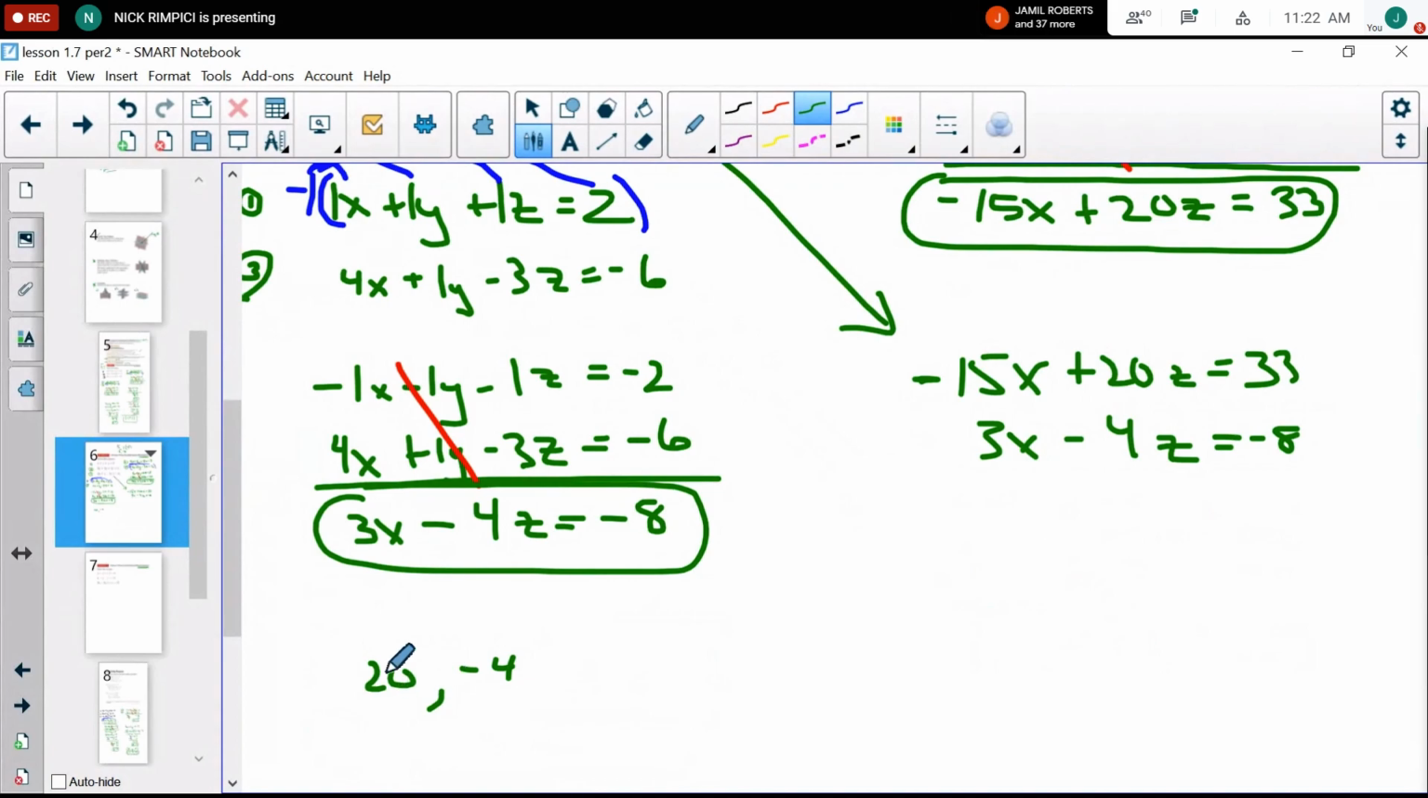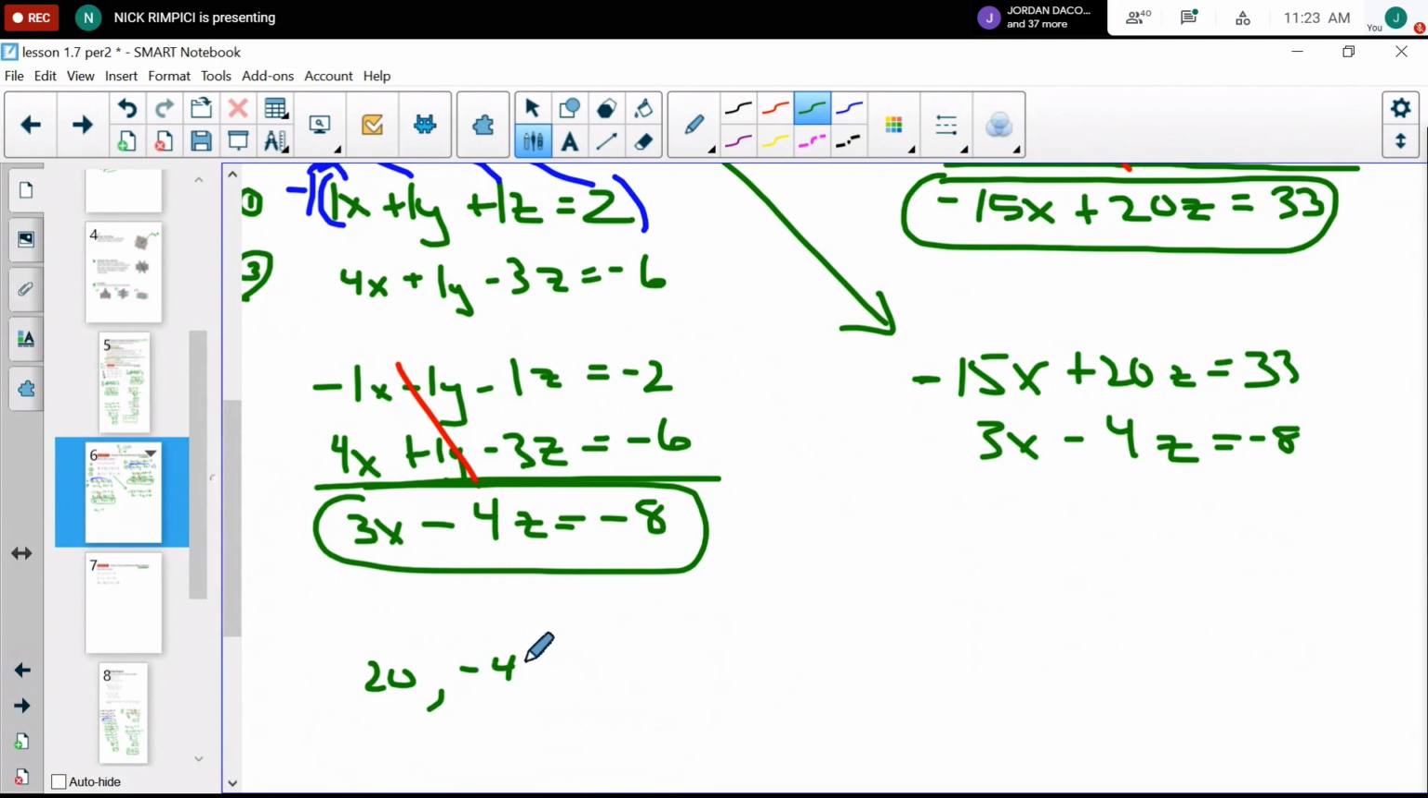So I'm happy because one's positive and one's negative. That's good news. But 20 and 4, what could I use? Well, I think 4 can become 20, right? How can I convert this 4? How could I multiply by this? 5. That's correct. Multiply by 5.